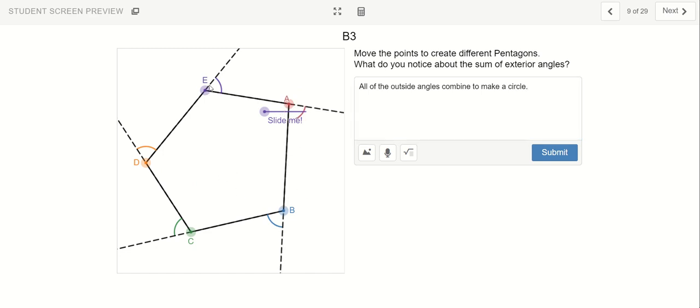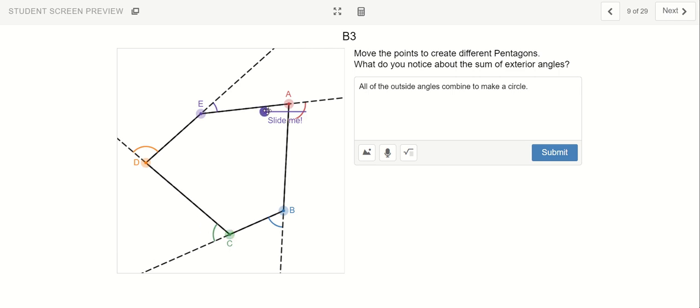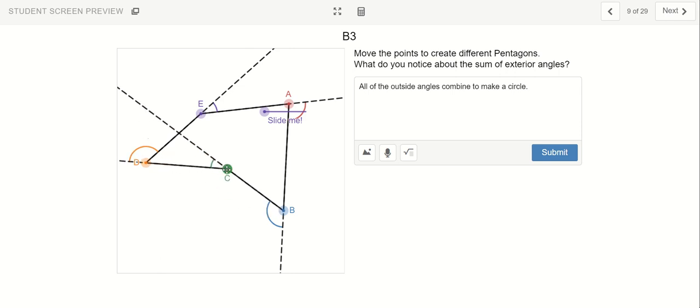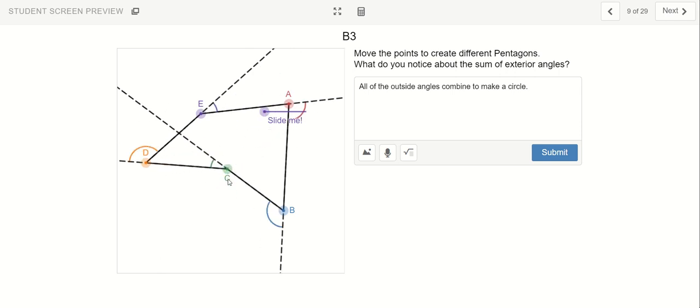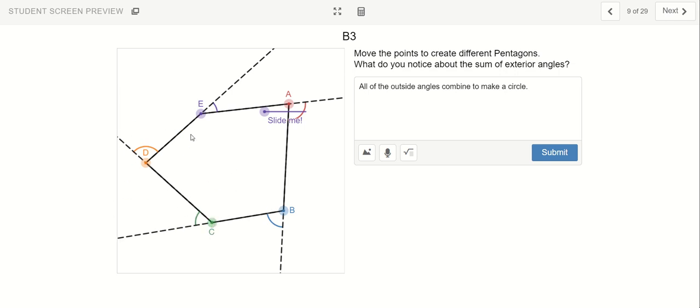And it doesn't matter if I make a different pentagon. So say if I adjust these, move that a little bit. For this one, notice that they still combine to get a circle, okay? The only reason this wouldn't work is if we have a concave shape. If it caves in, then this is no longer going to work, okay? So it only works when we have a convex shape, okay?